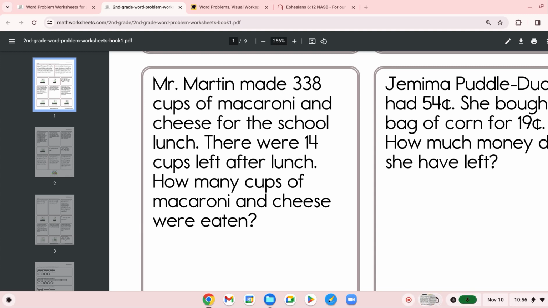Okay, so Mr. Martin made 338 cups of macaroni and cheese for the school lunch. There were 14 cups left over after lunch. How many cups of macaroni and cheese were eaten? So how do you set it up?